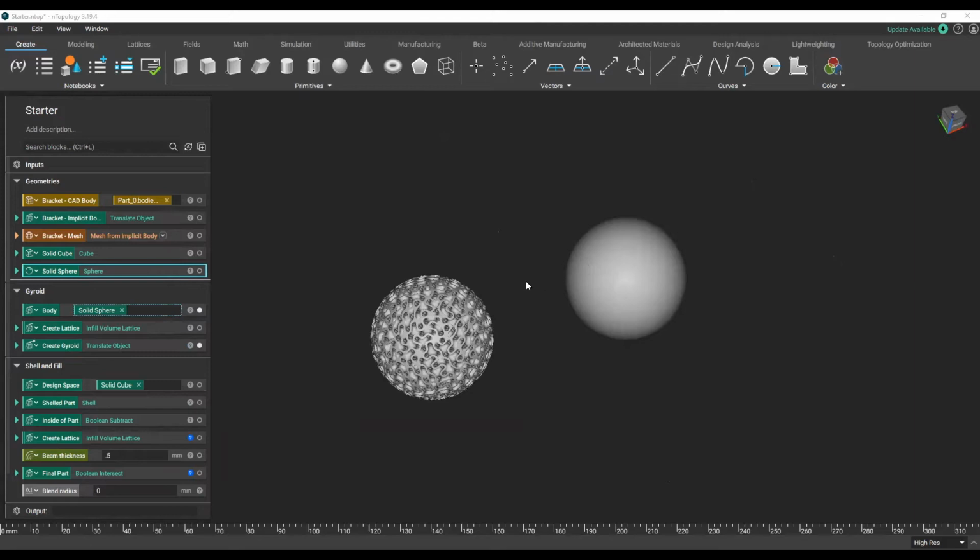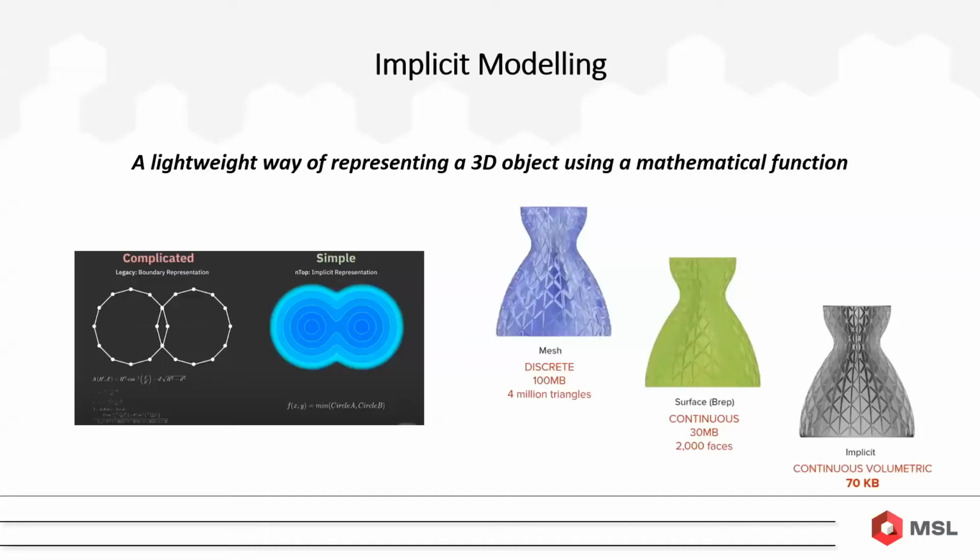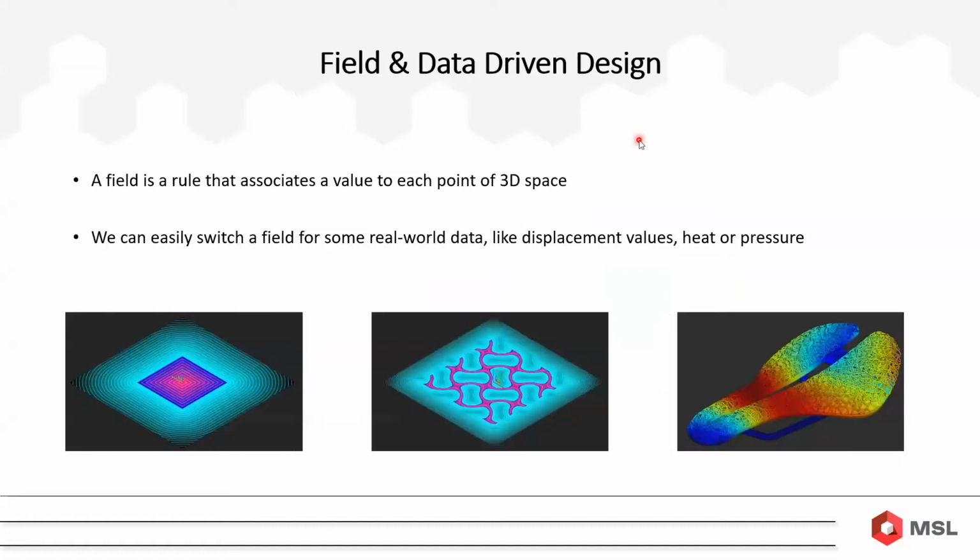We jump back to the presentation and skip on to our next topic, field and data-driven design. Field is the idea that every point in space is represented as a distance. And by using maths, we can assign a positive or negative number to that point.